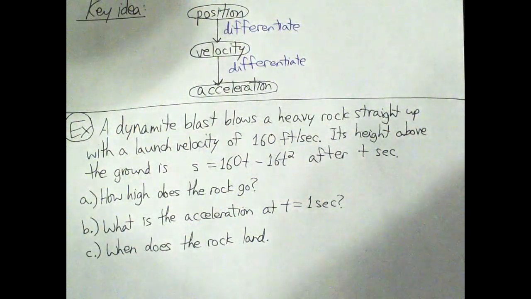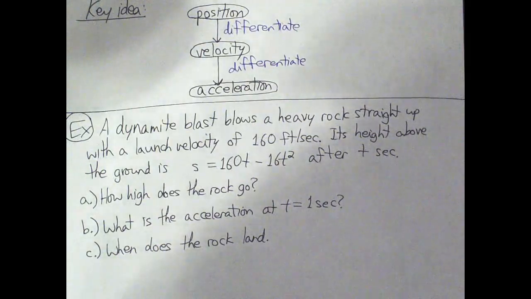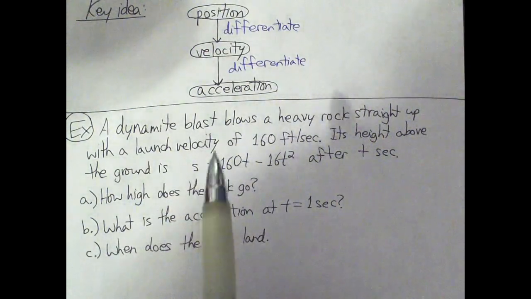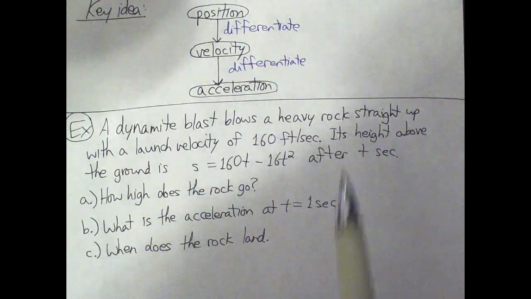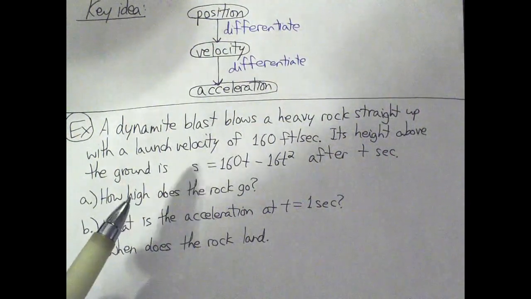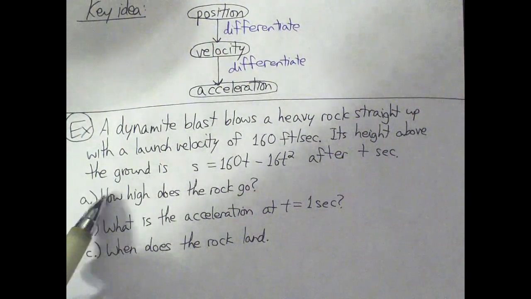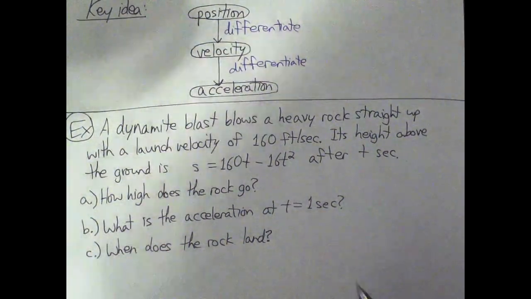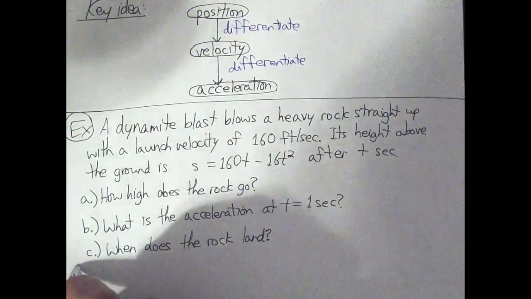So the problems in this section tend to be unique. They tend to all be different from each other. The first thing I looked at earlier was something about a ball being thrown in the air. Maybe you could say that this is not really all that different. Dynamite blast blows a heavy rock straight up into the air. It's going to go up and eventually it's going to fall back down, right? But it's still kind of a unique question because look what it's asking us. How high does the rock go? When does the rock land? I mean, those seem like those could be useful things to find. So let's get started on this.